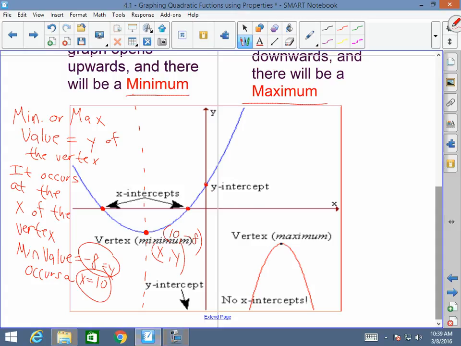Same thing over here, gentlemen. For the maximum, it's still a vertex. In this case, notice it doesn't hit the x-axis at all, so there's no x-intercept. There's no real solution for this. There are imaginary solutions, and we'll talk about that later.